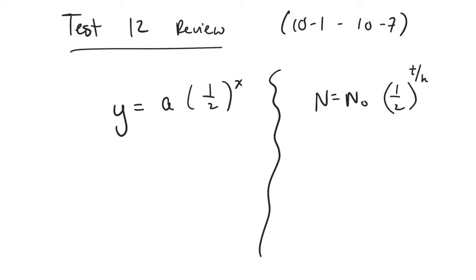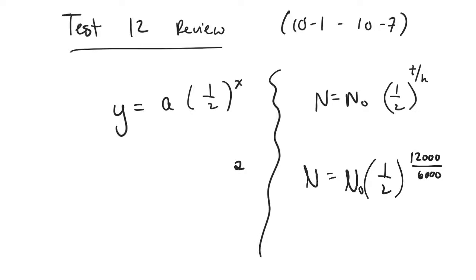Let me explain why. X is the number of time intervals that have elapsed. If I tell you, this problem tells you, the half-life is 6,000 years, and they want to know how much of it is left after 12,000 years, how many time intervals is that? 2. So by that statement alone, X is 2. It's the same thing as putting in 12,000 over 6,000 in the exponent. Okay? It's the exact same thing.